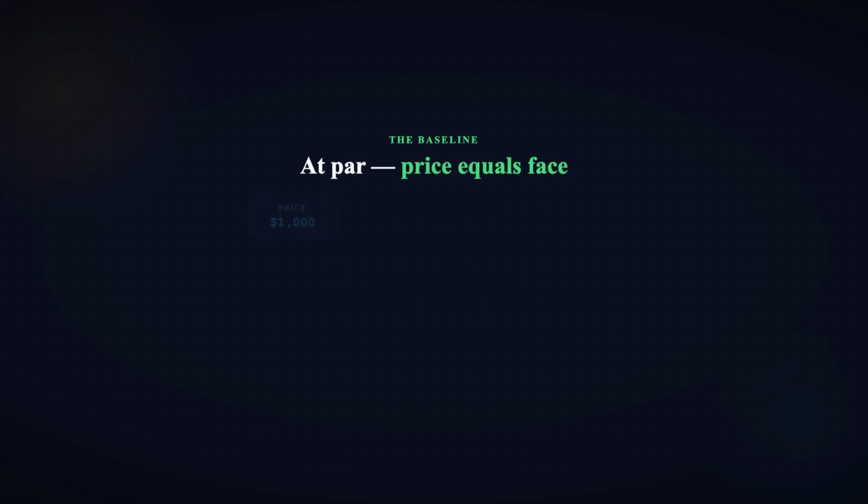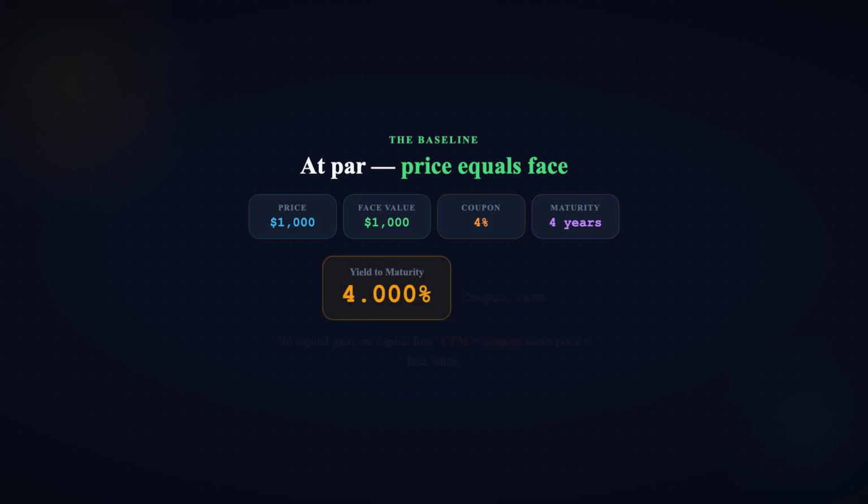Start with the simplest possible case. A bond with a face value of $1,000, a coupon rate of 4%, and 4 years to maturity. The price? Exactly $1,000. 4% of $1,000 gives you $40 a year in coupons. And at the end of year 4, you get the final $40 coupon plus your $1,000 back.